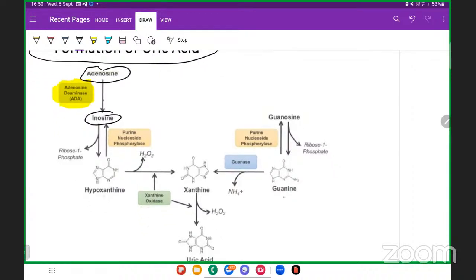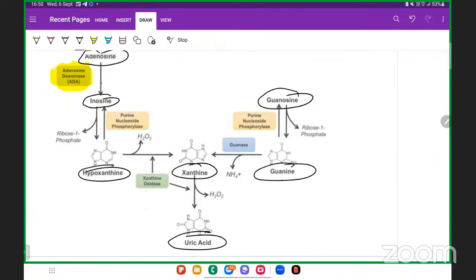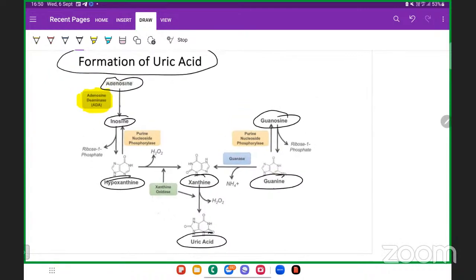Once inosine is formed, in the presence of purine nucleoside phosphorylase, it gets converted into hypoxanthine. Hypoxanthine gets converted into xanthine, and xanthine gets converted into uric acid. Similarly, you have guanosine, guanine, xanthine, uric acid. Ultimately, xanthine gets converted into uric acid. This is the entire process, guys. Can you understand till now?